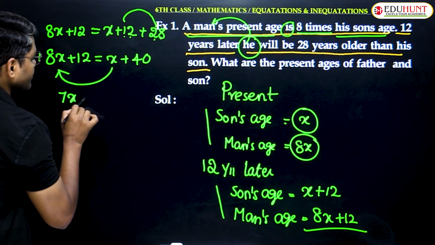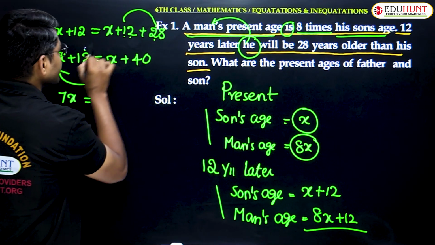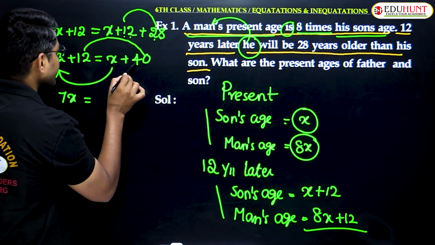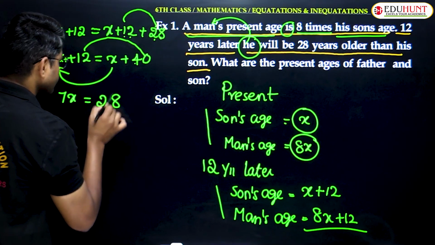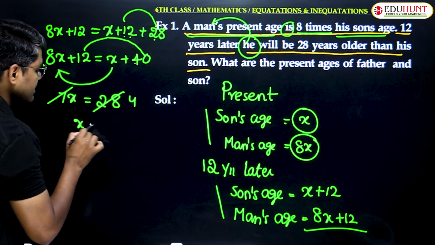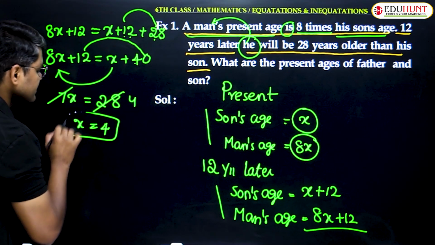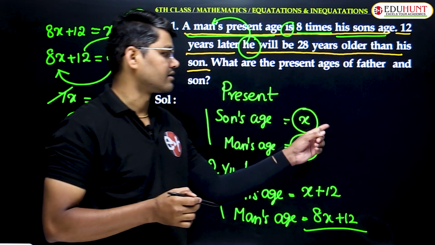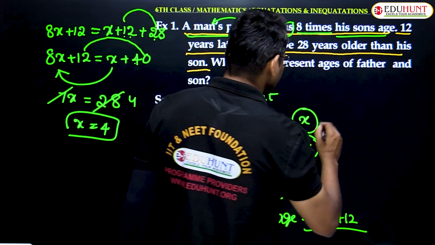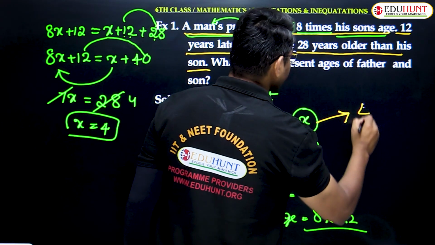7x is equal to 40 minus 12. 10 minus 2 is 8, 3 minus 1 is 2. So, 7 ones are 7, 7 fours are 28. x is equal to 4. What is x here? Present age of son. So, here x is the present age of the son. So, this is 4 years.